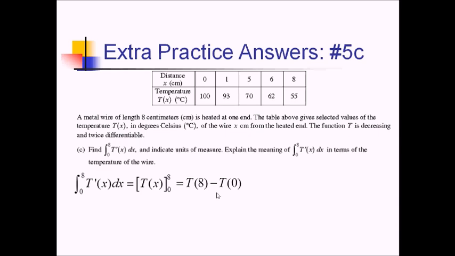Well, what's T of 8? According to our table, that's 55. T of 0 was 100, so we have 55 minus 100, which, if you wanted to simplify it, is negative 45. What are the units going to be on this?